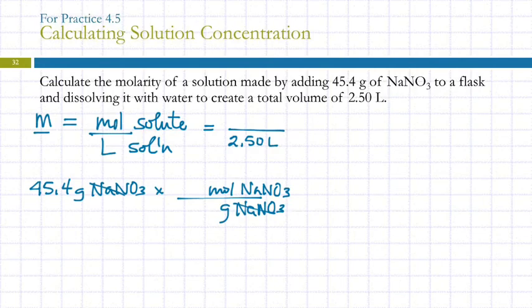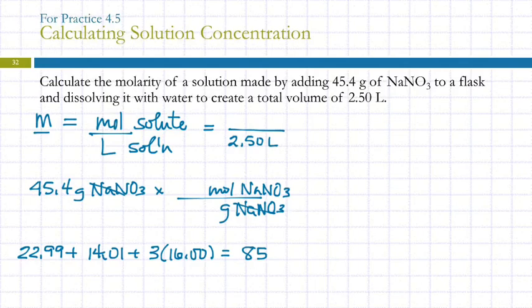So where do we get the number? We have to calculate a molar mass, right? So for this compound, sodium is 22.99. And we have 1 nitrogen, 14.01, and 3 oxygens, 16.00. So 22.99 plus 14.01 plus 3 times 16 equals. My calculator says 85.